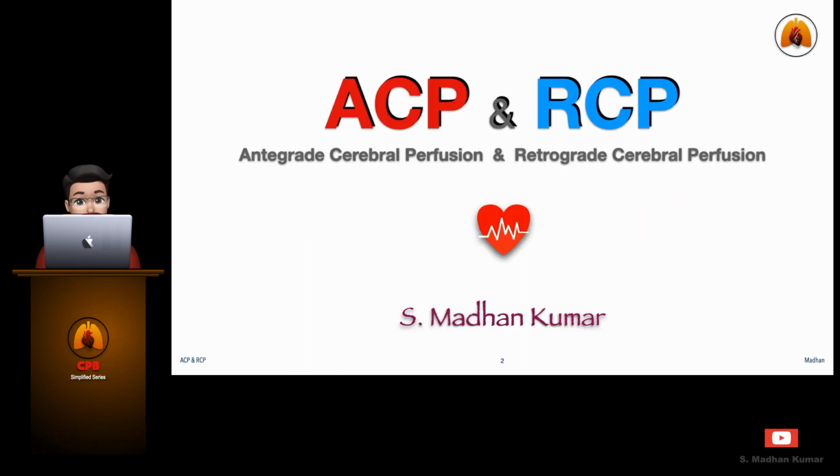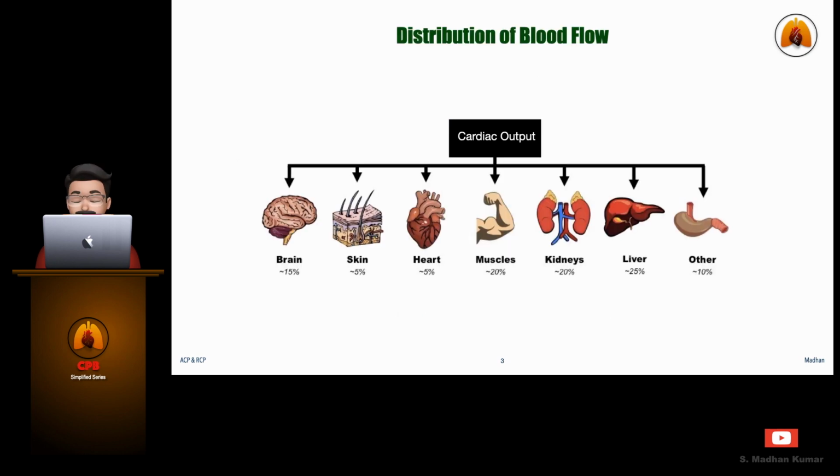As a part of CPB Simplified Series, in this video, we are going to see about antegrade cerebral perfusion and retrograde cerebral perfusion. At normothermia, the total cardiac output is distributed to all the vital organs of our body as shown in this picture. Here you can see the brain requires 15% of cardiac output generated by the body to meet the metabolic demands.